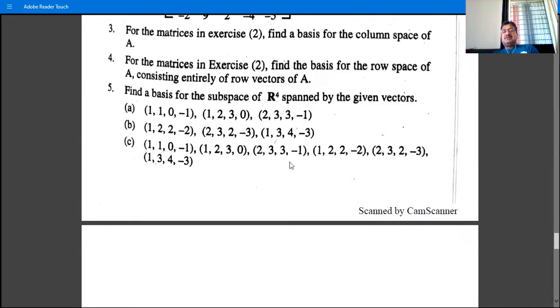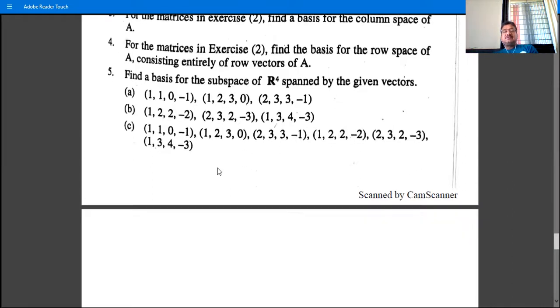So in this example number C, we have to write the matrix. How many rows does it contain? 1, 2, 3, 4, 5, 6 rows. So write the matrix that contains 6 rows, and then we will find the basis for the row space of that matrix, and that is the basis for the subspace spanned by these 6 vectors.